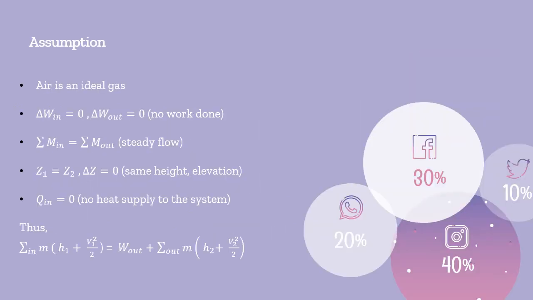For this question, there are a few assumptions to be made. The first one is that air is an ideal gas. Delta W in is equal to 0 and delta W out is equal to 0 because there is no work done by or on the system. Summation m in is equal to summation m out because it is in steady flow. Z1 is equal to Z2 because of the same elevation, and Q in is equal to 0 because there is no heat supplied to the system. Thus, we can cross out those values from the previous equation. Hence, we get the new equation right here.